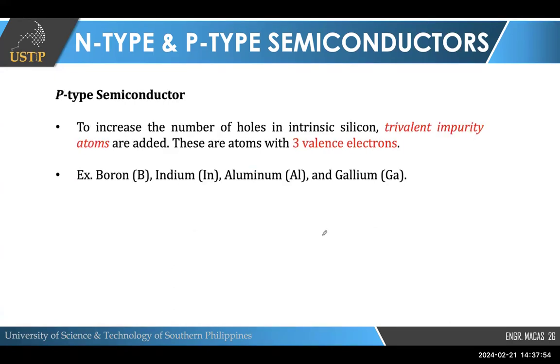Okay, let's go to P-type. This is, of course, the opposite of the N-type semiconductor. In the P-type semiconductor class, to increase the conductivity, instead of adding electrons, we add more holes. We add a material or atom with three valence electrons. We call this the trivalent impurity atom, from the word tri, meaning three. Examples are boron, indium, aluminum, and gallium.